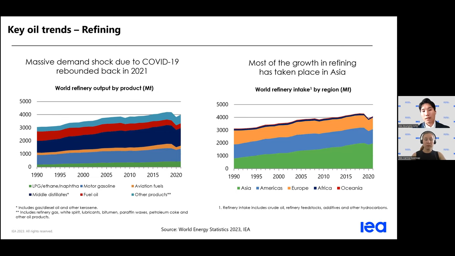Because this graph is showing the fuel-wise demand data, we see that mainly motor gasoline and middle distillates, which include gas diesel oil, are the primary source of oil demand in the world. The right-hand side graph shows the region-wise information. Of course, we see a deep decline in 2020. But by region, Asia shows the highest growth in the refinery sector, and interestingly, it shows the lowest decline in 2020, which means it had the least impact from COVID-19.